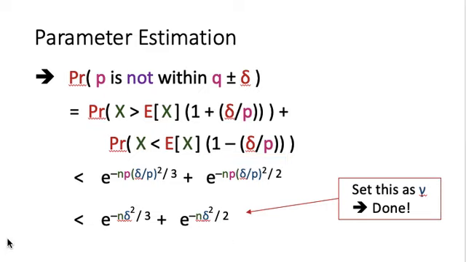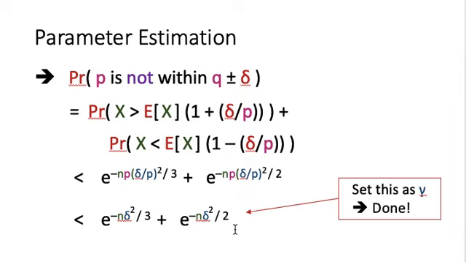Now finally, if we set this whole thing to be equal to gamma, then we will see that the probability of p not being within q plus or minus delta will be less than gamma if we set this to be gamma. So in other words, the probability of p being within q plus or minus delta will be greater than or equal to 1 minus gamma. And so we can have a certain relationship between n, gamma, and delta.